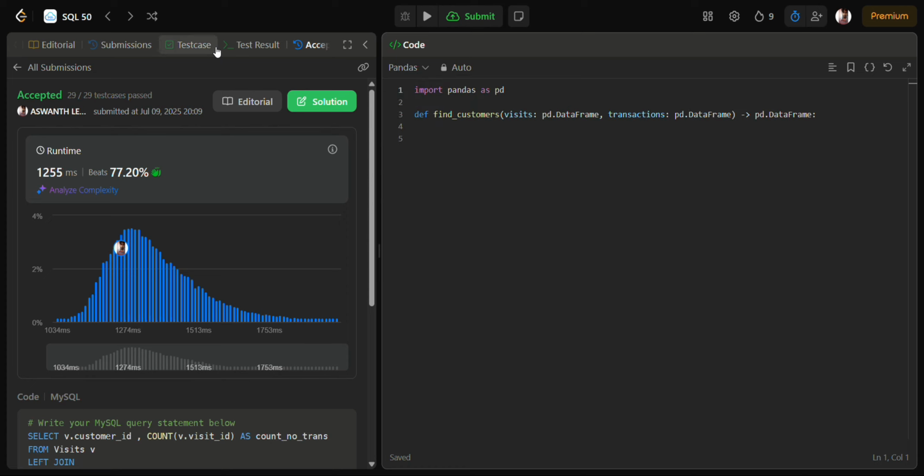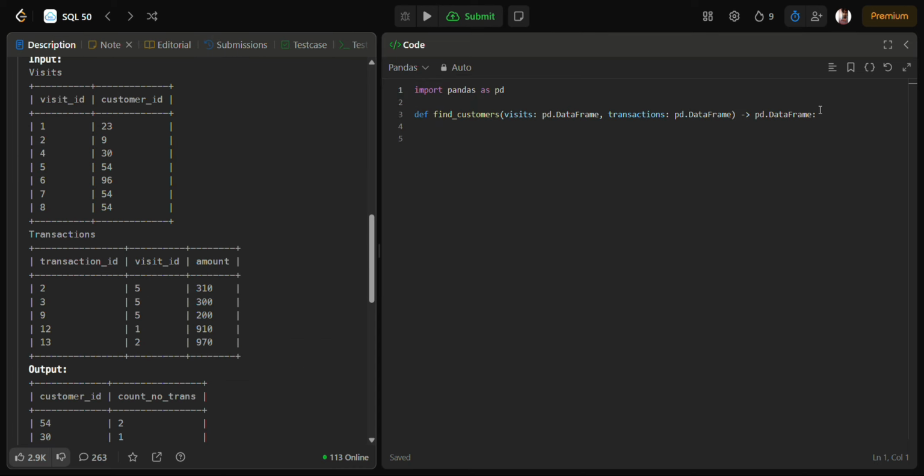Now let's solve the same problem using Pandas. In Pandas, we use a similar concept as SQL called a merge operation. It's basically the same as SQL joins but done in Python. We start by merging the visits and transactions data frames using a left join. This keeps all the visit records and brings in transaction details wherever available.